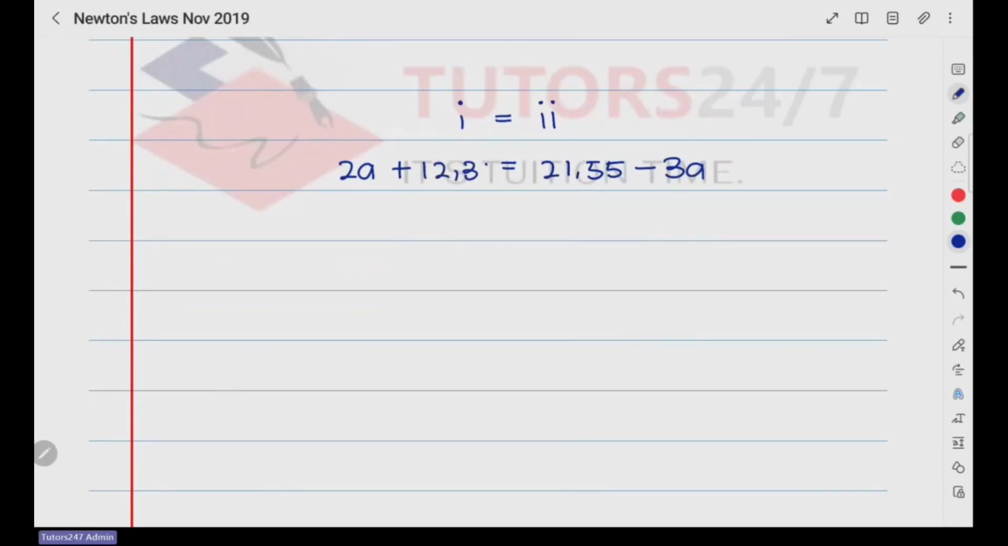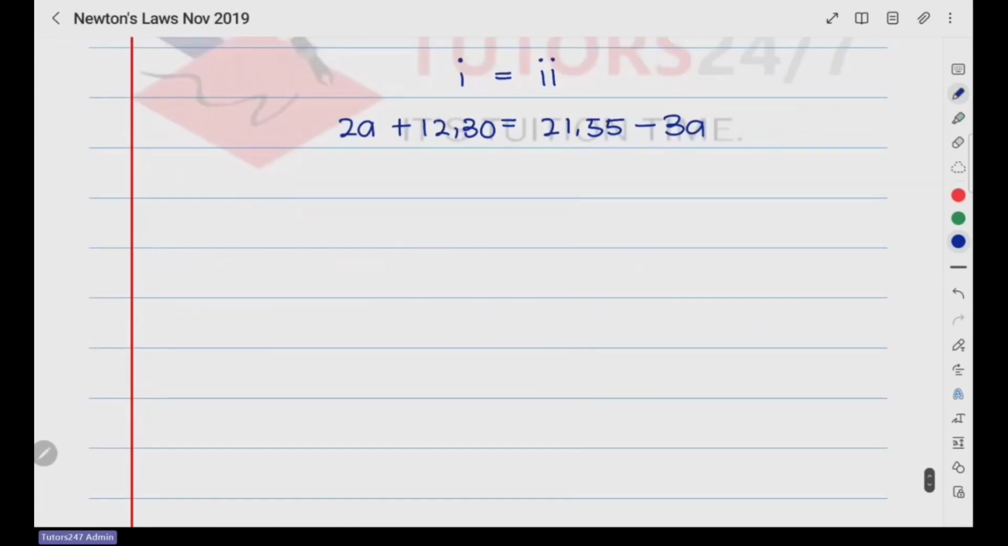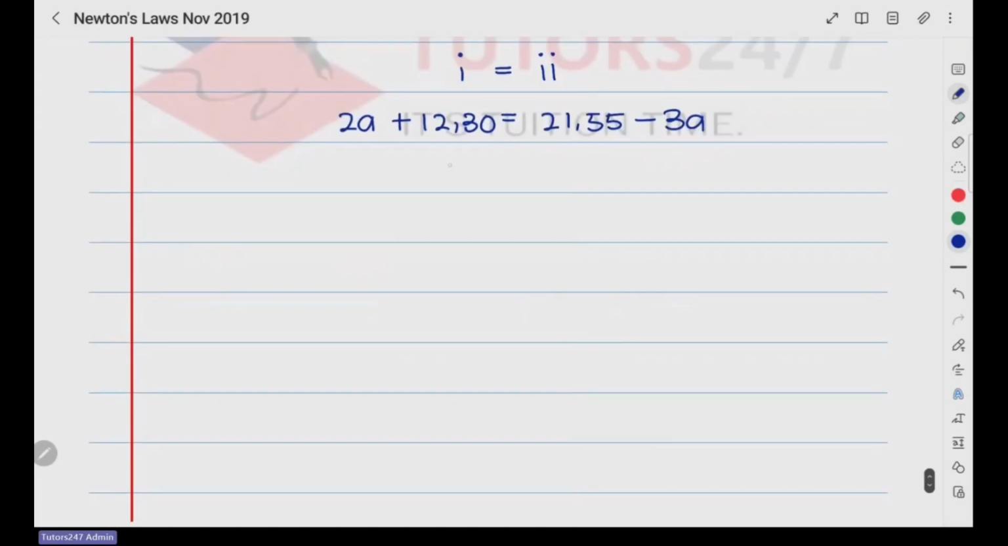So from here, we need to solve for a. So if we take negative 3a to the right, it's going to be positive. So we'll end up with 5a equals 21.55. If we take the 12.3 to the right, it's going to be minus. So we'll have 21.55 minus 12.3. That gives me 9.25. From here, we'll divide by 5 on both sides. That gives me 1.85.